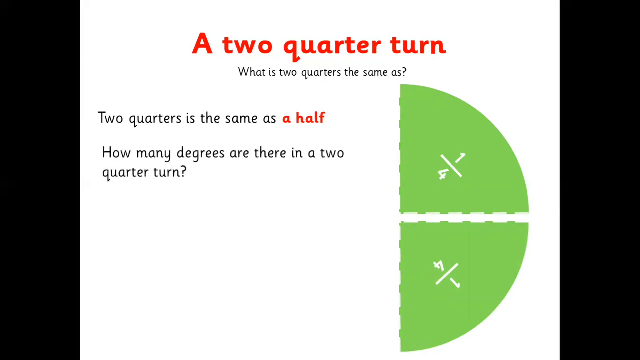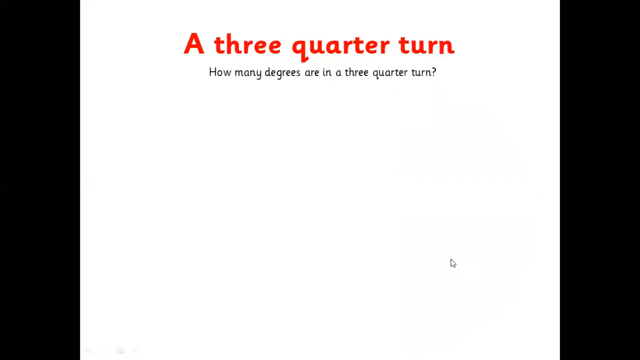So how many degrees are there in a 2/4 turn? There's 180. But 90 plus 90 is 180. And there you go again. You can see that straight line there. So if you can remember, straight line angle is 180. That'll help you a little.